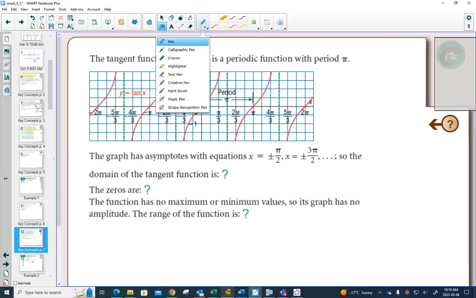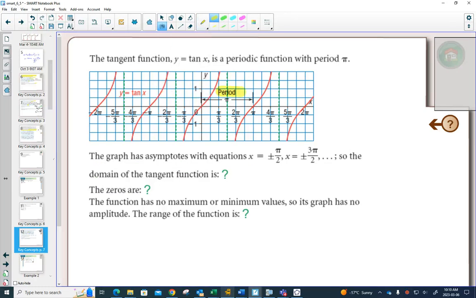Again, on the tan graph off to the side, you can highlight the period as pi. There is no amplitude.